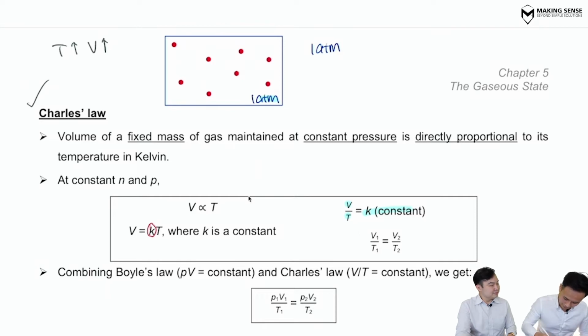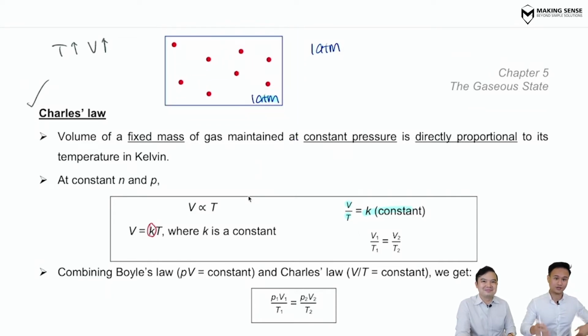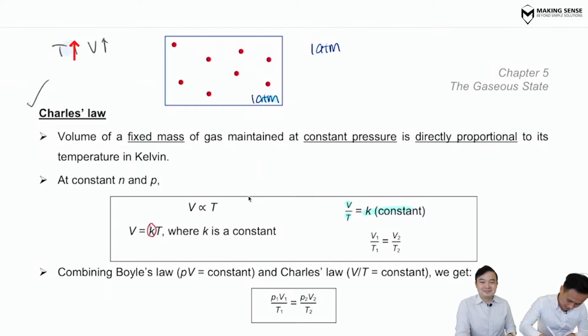So what I have for you here is a very cute little box, and the pressure of the box is 1 atm, all right? So there's 1 atm in the box, 1 atm also outside, the surrounding pressure. So when I increase temperature, the gas particles will hit the walls more frequently, right, Mr.